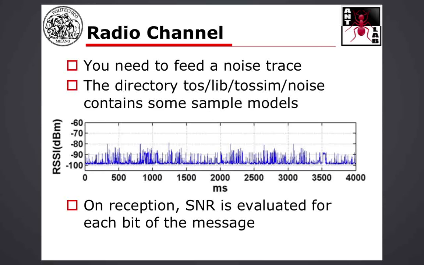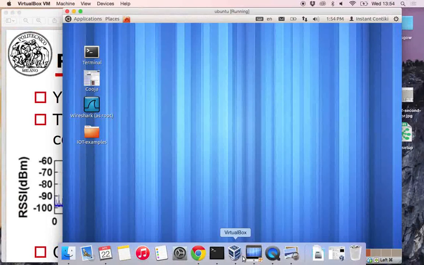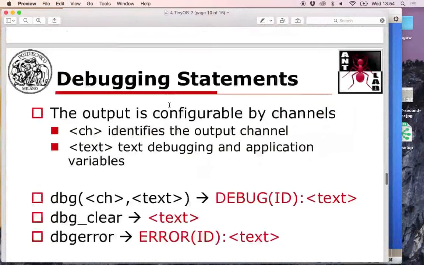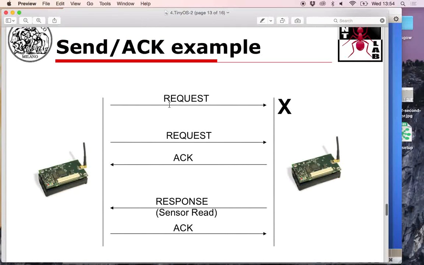So let's go back to the virtual machine, or maybe let's do this first. What I would like to do is to show you the simulator with an application. This is the easiest way of understanding what's going on. So imagine that we have a transmitter and a receiver, or basically two nodes. The first one sends a request to the second one, asking for some measurement.